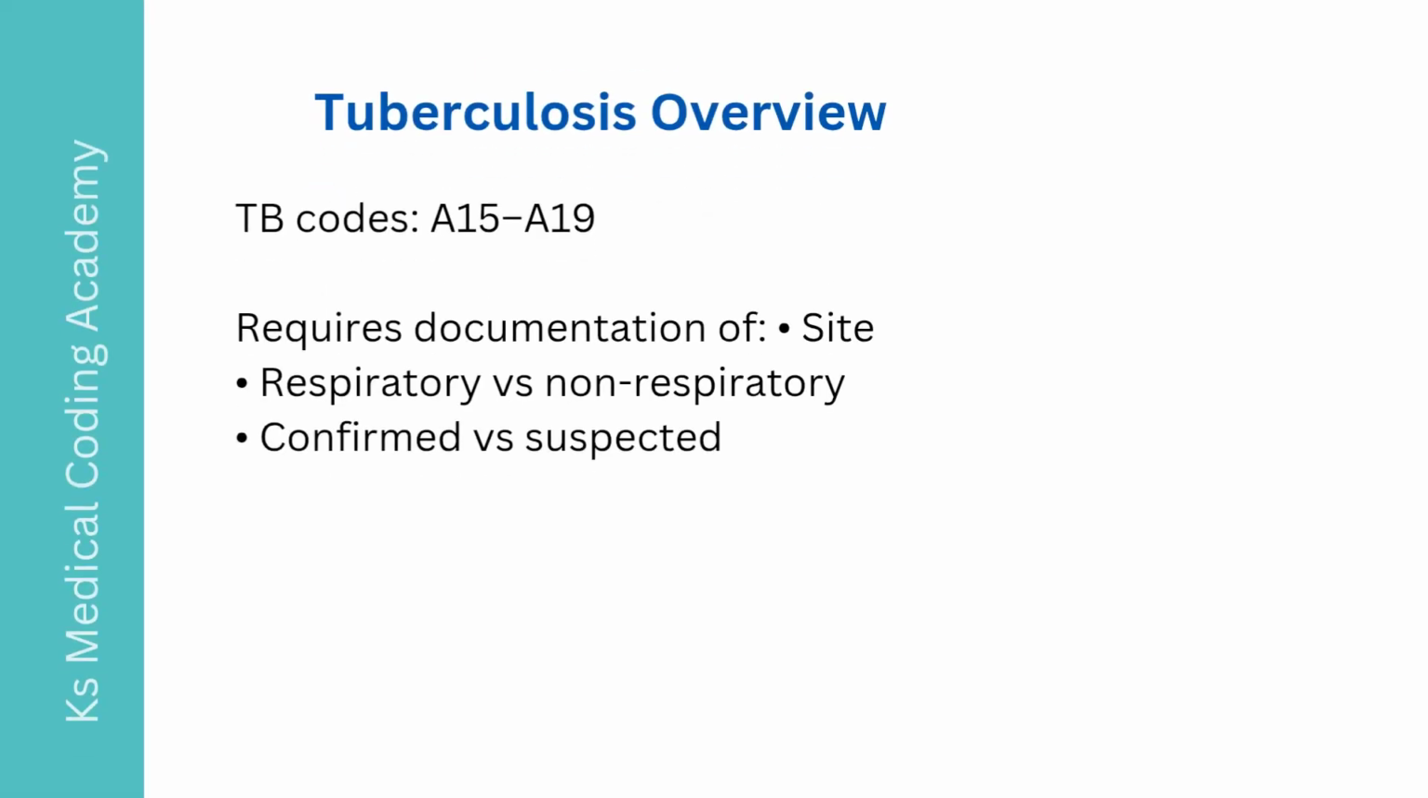Tuberculosis overview. Tuberculosis codes are found in categories A15 through A19. Coding requires documentation of the site, whether the disease is respiratory or non-respiratory, and whether the diagnosis is confirmed or suspected.